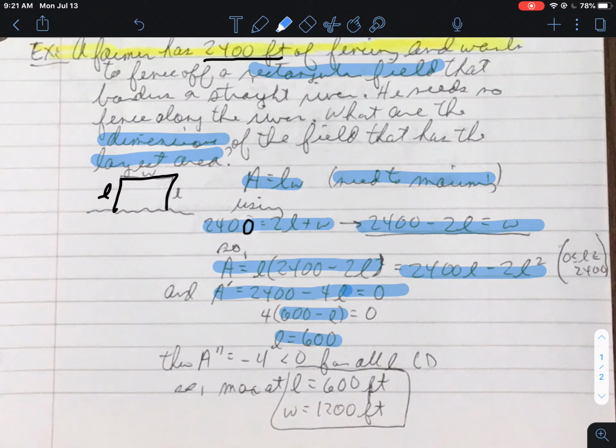And again, that's our only critical number, so it should be the location of our max or min, which again we know from the graph is a maximum. But just to show you how that second derivative test works again, if you find your second derivative, remember our first derivative was 2,400 minus 4L. So our second derivative would be negative 4. And again, that's a constant. It's a negative constant in this case, and that's the second derivative for the entire function.